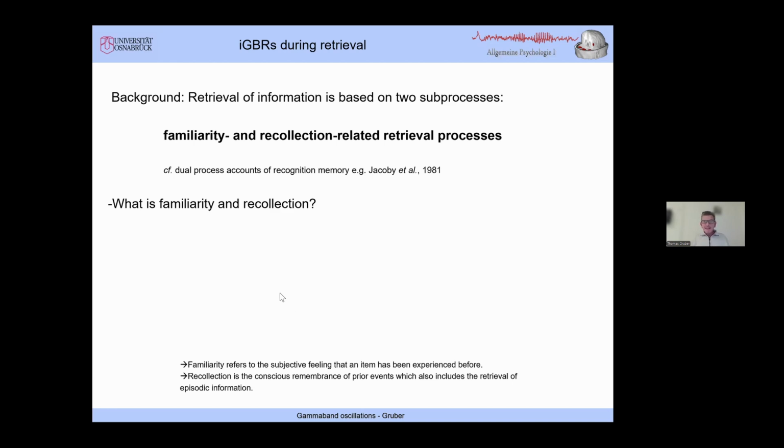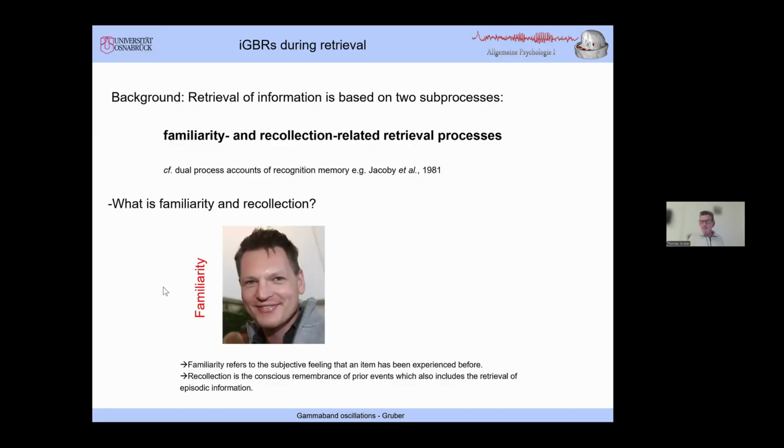Recollection, in contrast, is the remembrance of prior events, additional episodic information you have with the stimulus. I have an example for you. Maybe this becomes clearer. If you see this person, he might be familiar. Maybe you say, yeah, I have seen this guy before, but there's no recollection. You can't recall any additional episodic information which you connect to this person.